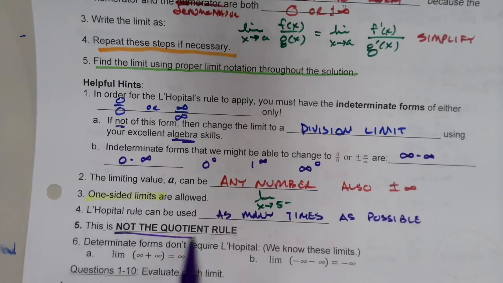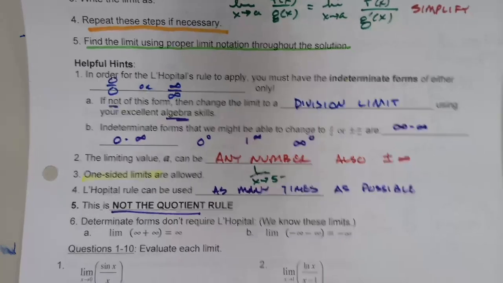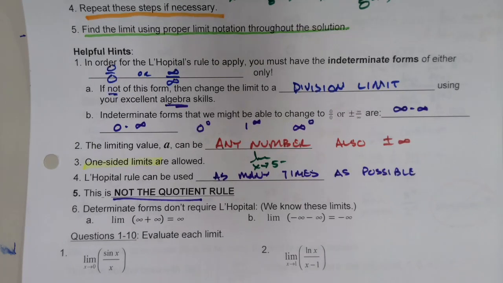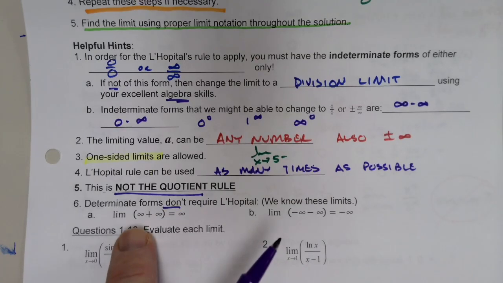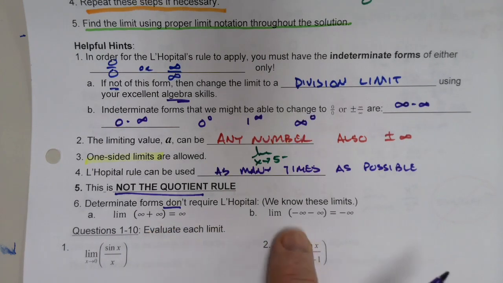And please, not the quotient rule. You don't have to do any high d low, low d high, all over low squared. None of that. It's just derivative of the numerator, derivative of the denominator. These do not require L'Hopital or anything else. If you have infinity and you add infinity, it's definitely going to be infinity. Or if you're going to negative infinity and you subtract infinity, you're still going to go to negative infinity.